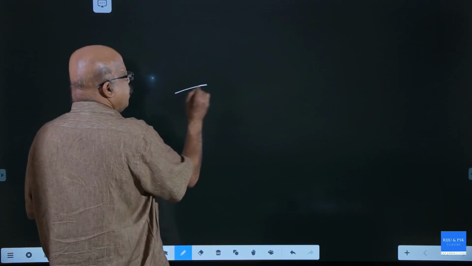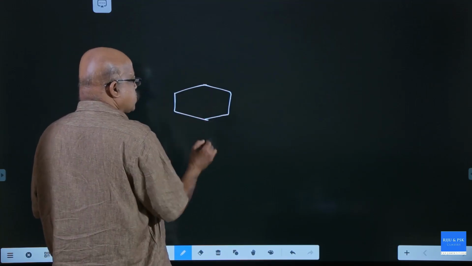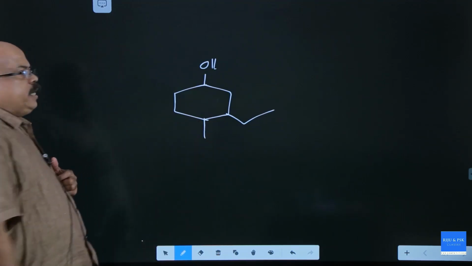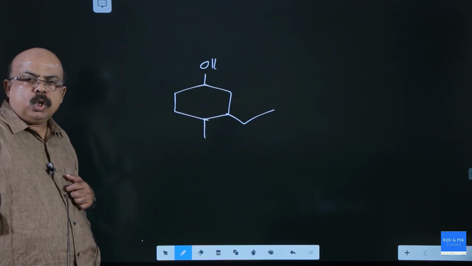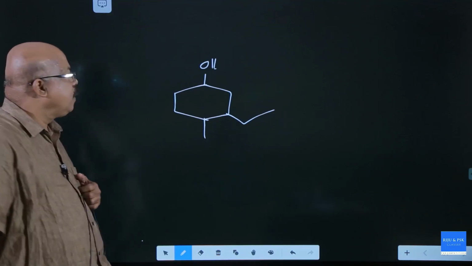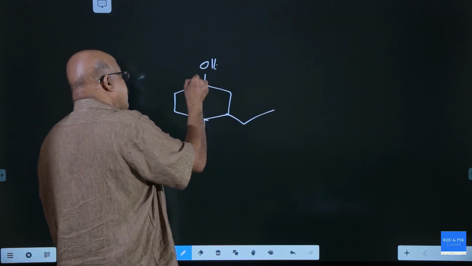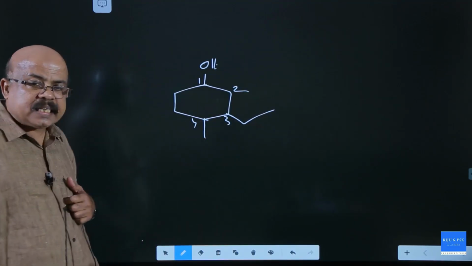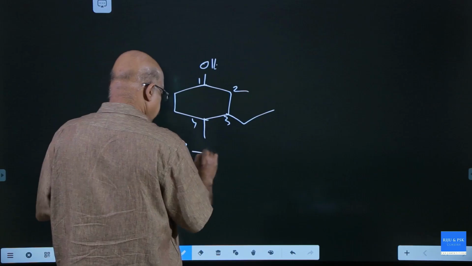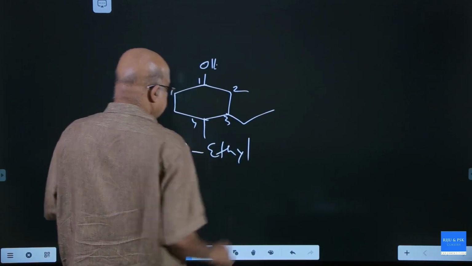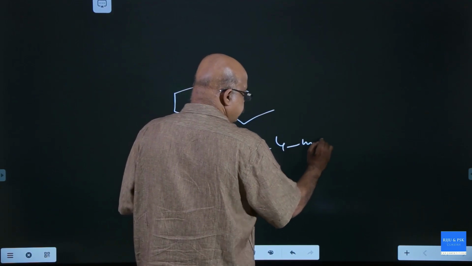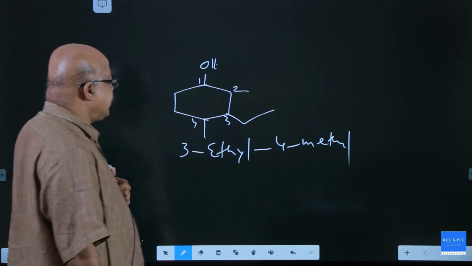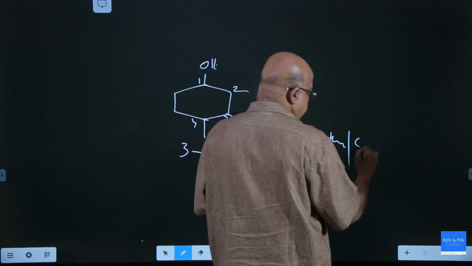Here there is 6-carbon ring, it is cyclohexanol, 2 substituents ethyl and methyl. OH connected carbon gets lowest number 1, 2, 3, 4. It is 3-ethyl, 4-methyl. 3-ethyl-4-methylcyclohexanol.